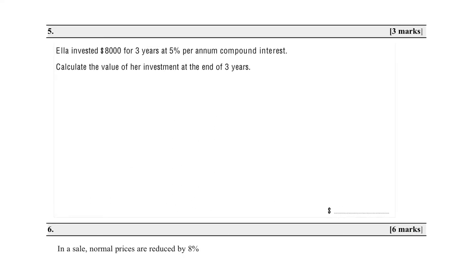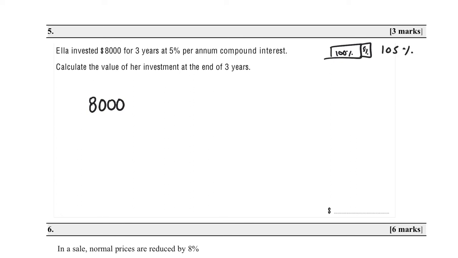So, question 5. Compound interest. Ella invested £8,000 for 3 years at 5% per annum compound interest. So what that means is, in the first year, she had £8,000 and she gets 5% interest. So let's think about this. If we have 100% normally, and then we add on 5%, how much percent? 105%.